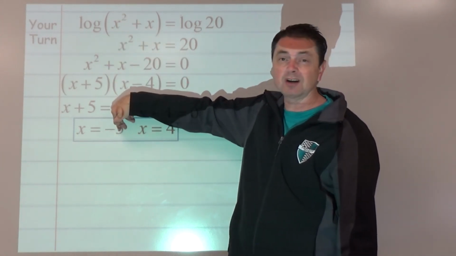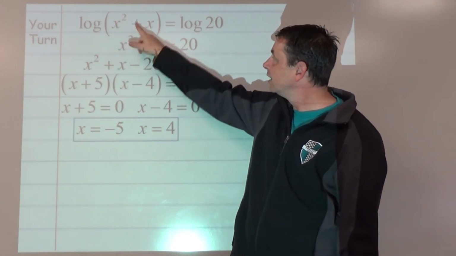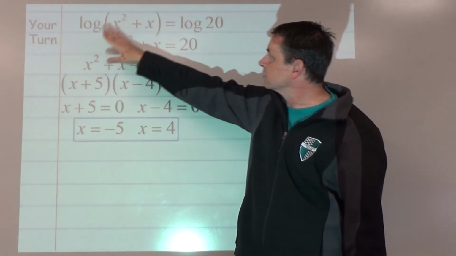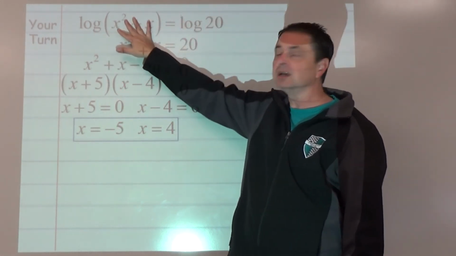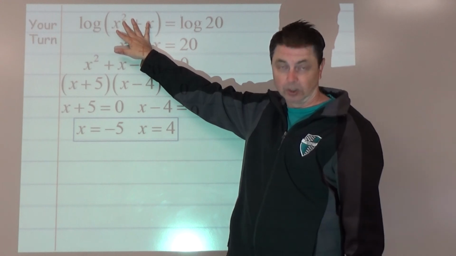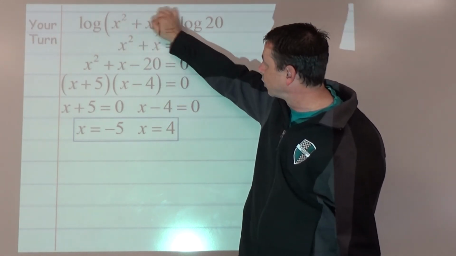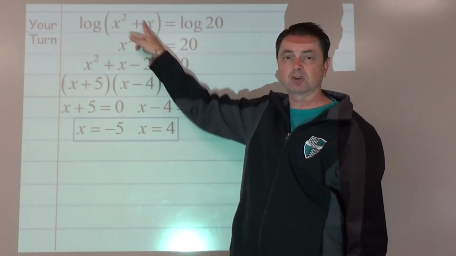negative 5 squared is positive 25. Plus negative 5 is 20. So log 20 equals log 20. We can take the log of 20. 20 is a positive number. When we substitute in 4, we also get log of 20.